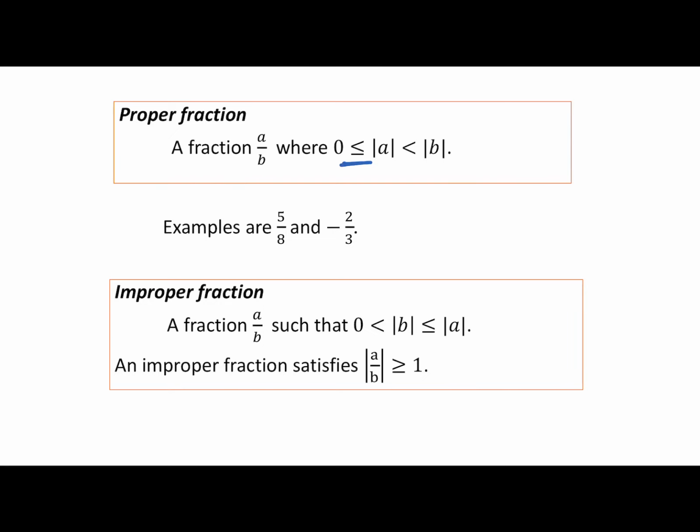All right, if a fraction isn't proper, it's improper. And so in that case, the numerator here is going to be the bigger number. An improper fraction always satisfies that if I take the absolute value of A over B, I'm going to get something that's bigger than or equal to 1. So for example, if I flip both of those fractions from the example above, that gives me improper fractions. So 8 is bigger than 5, so 8/5 is improper. And 3 is bigger than 2, so -3/2 is improper.